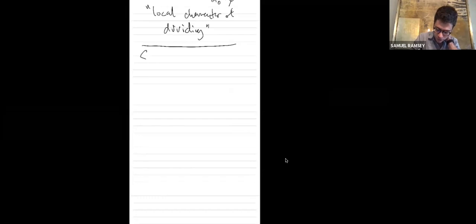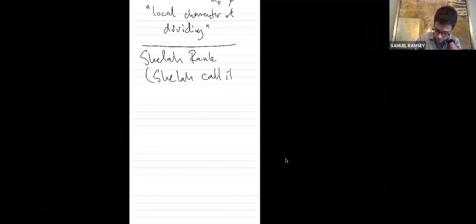So this is what's sometimes called Shelah rank, although Shelah calls it degree. And what's confusing is that there's something called Morley rank and a notion called Morley degree. And Morley degree has nothing to do with degree. And so people call it Shelah rank. You should probably call it Shelah rank.